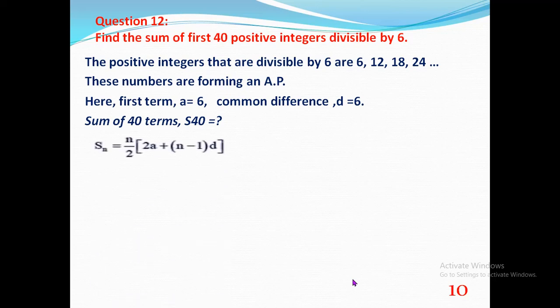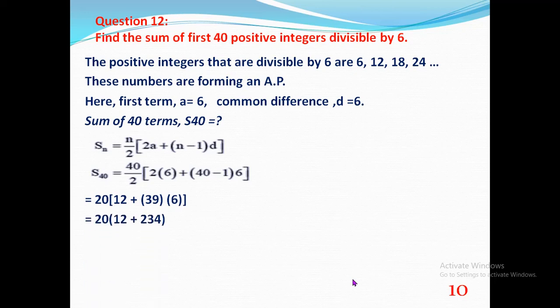We use the formula Sn equal to n by 2 into 2a plus n minus 1 into d. Then we have 40 by 2 into 2 into 6 plus 40 minus 1 into 6, that is 20 into 12 plus 39 into 6. Now 39 into 6 is 234 plus 12, 246. 246 into 20 will be 4920. You can calculate, of course it is easy to calculate.